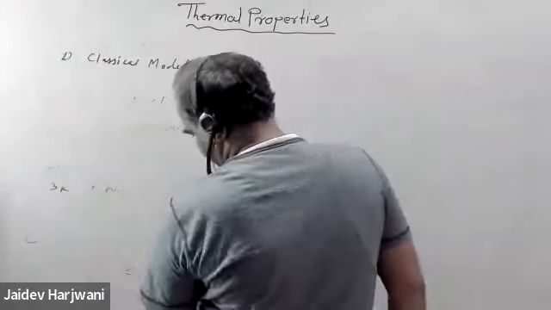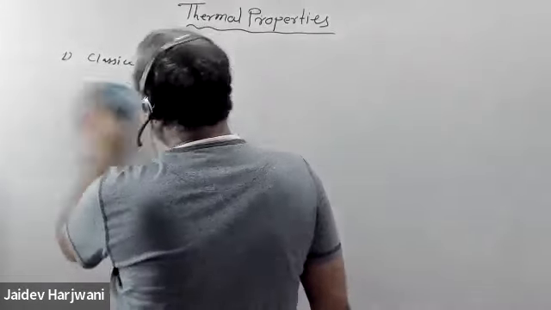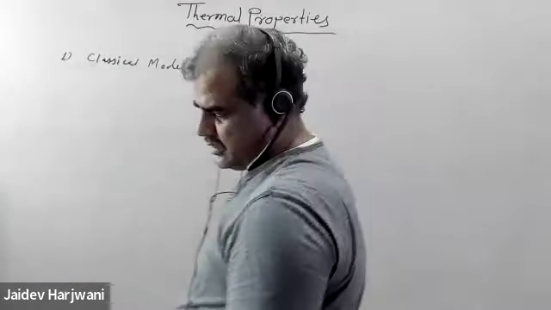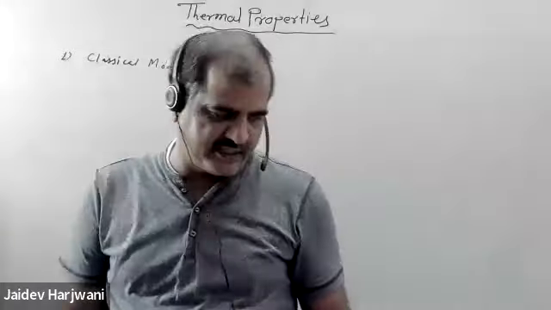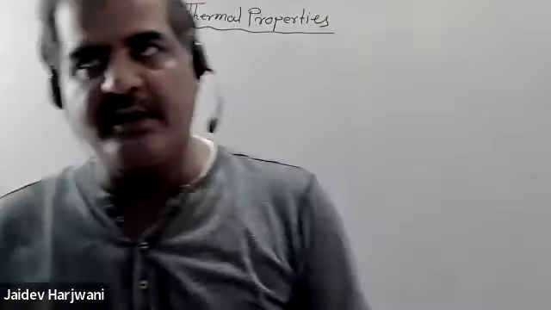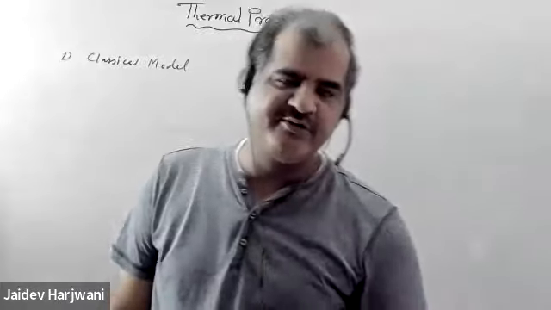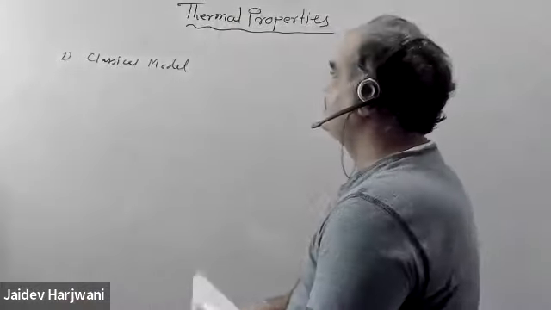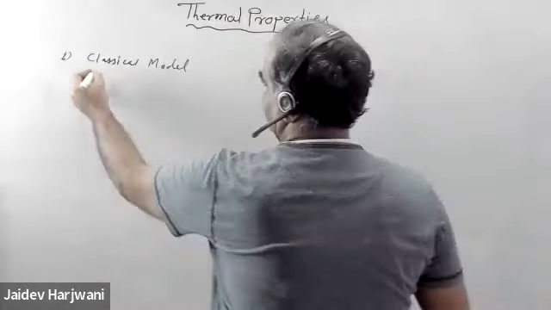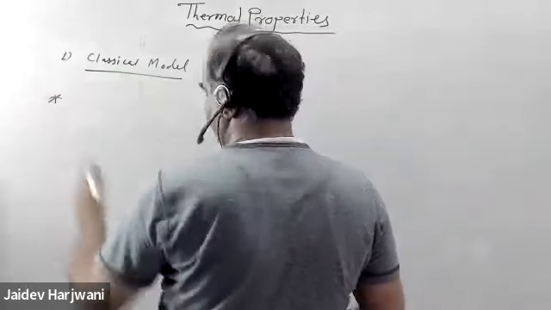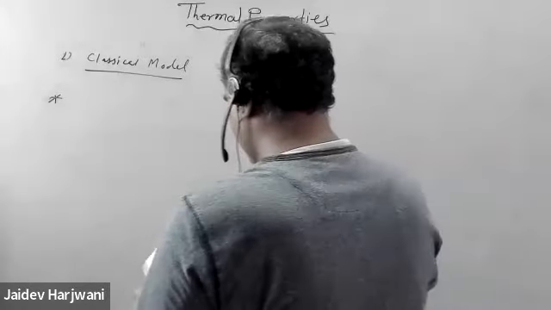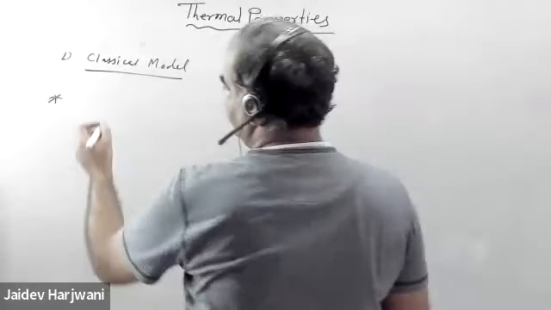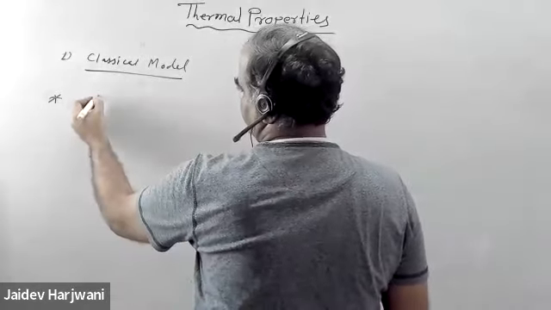So the line is very clear. If I want to calculate the specific heat, I need to calculate the energy. Once I have the energy, I need to differentiate with respect to temperature, so you'll get the specific heat. Now classical model says that all the atoms vibrating in solids are equivalent to 3N one-dimensional harmonic oscillators.